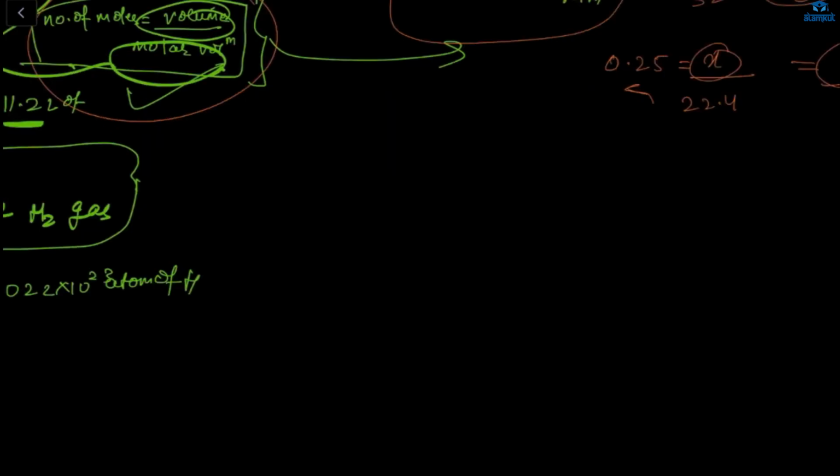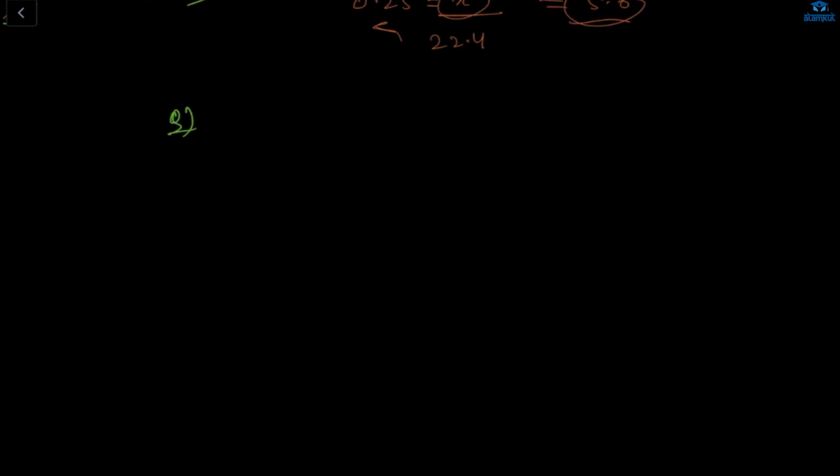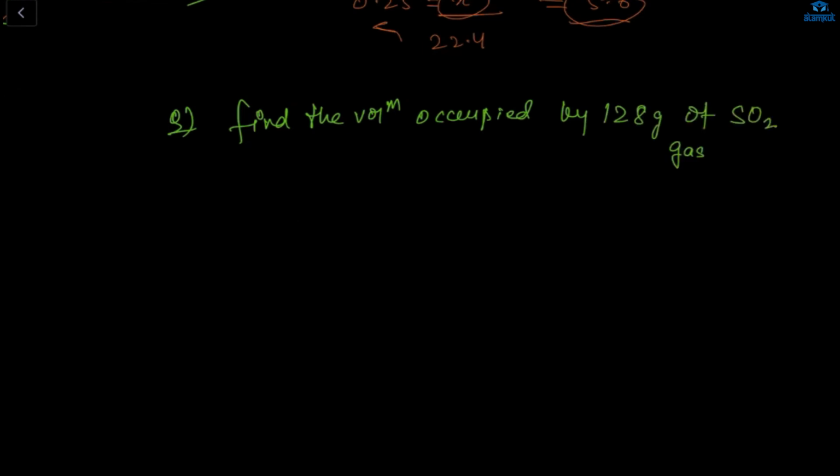Okay. One more question. Find the volume occupied by 128 gram of SO2 gas. Ma'am, what is atomic mass of S and what is atomic mass of O? Atomic mass for S, is it like 32? O is 16. No, I'm saying for S. 32. Okay, so 32 plus. Okay, got it.